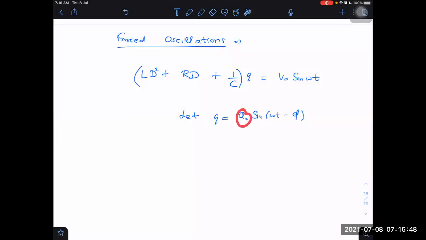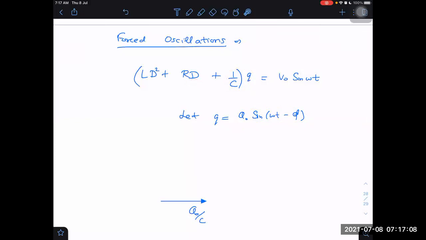What is the first term? First vector is taken with amplitude q naught divided by c. That is the first vector, right? This vector will become q naught sine omega t minus phi upon c. The next vector will be by differentiating.